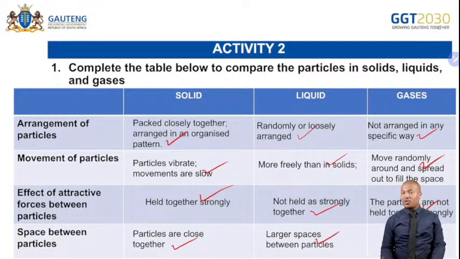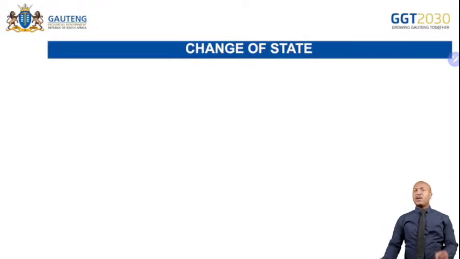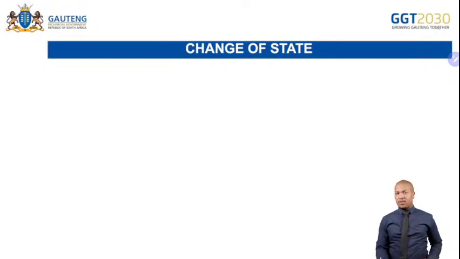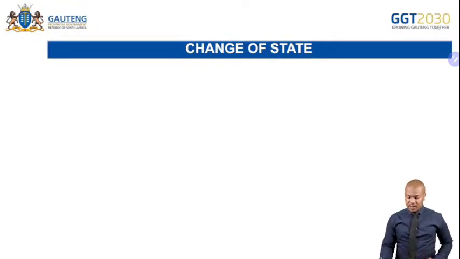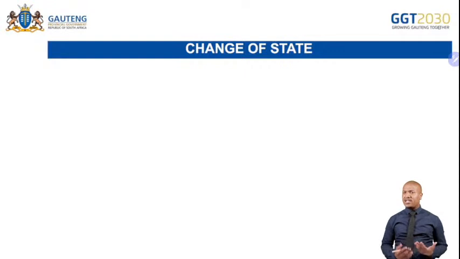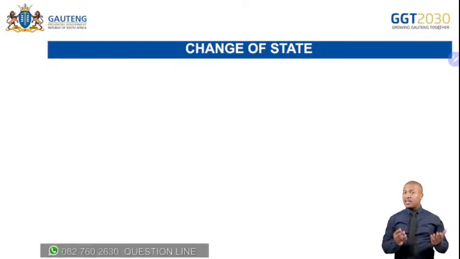Now I hope you got your answers correct and you have written the corrections or corrected the incorrect ones. Now let's move on. Let's talk about the last two parts. The second last part here is change of state. What do we mean by change of state? We're still talking about matter. We're changing the state of matter from one to another.